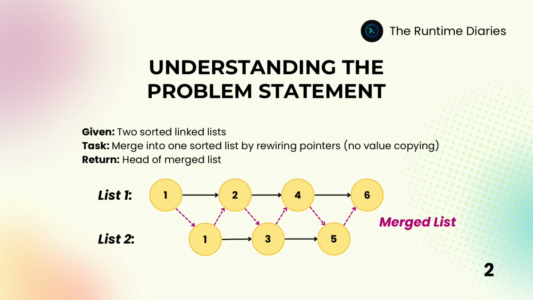We're given two sorted linked lists. Our job is to merge them into one sorted list by rewiring pointers, not by creating new nodes or copying values. At the end, we return the head of this newly merged list. The emphasis here is on pointer manipulation. You're not allowed to create new nodes with new values. You must reuse the existing nodes from the two input lists and just change where they point.